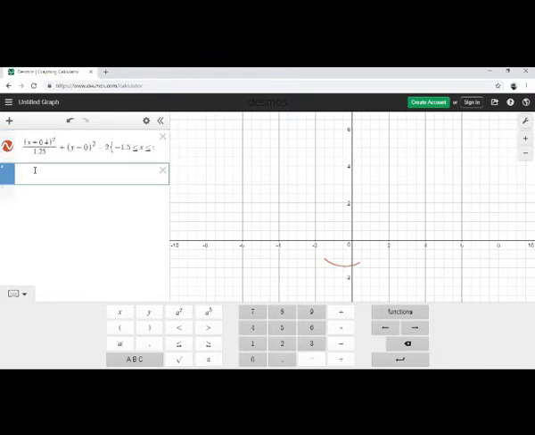Next, (x + 0.4)² + (y + 0.1)² / 1.1 = 2, with −1.5 ≥ x, and 0.3 ≥ y.